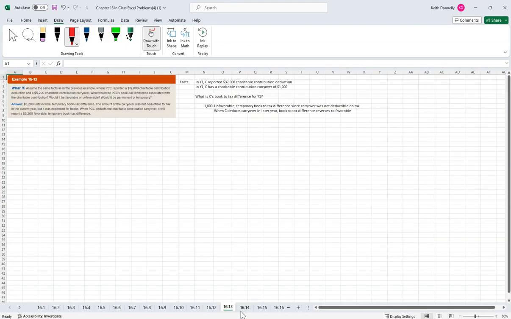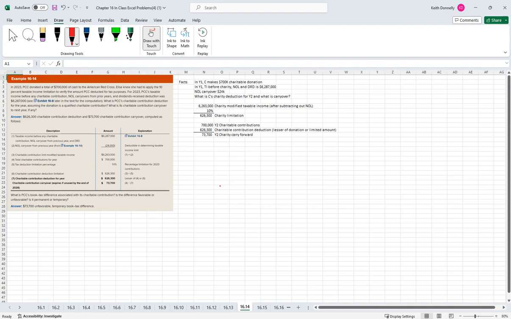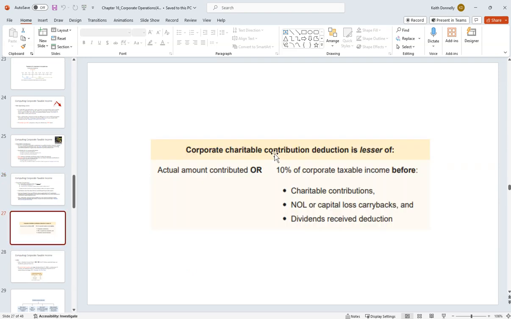1613, that's just showing it reversing, how that kind of works. And then you can look there at 1614. This is just saying, hey, remember, there's a 10% limit on those charitable contributions from corporations.